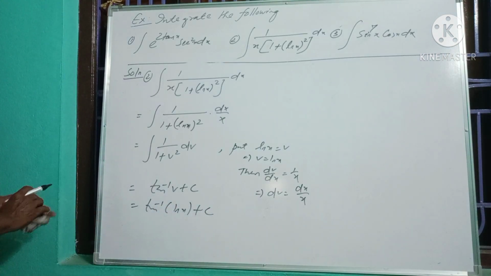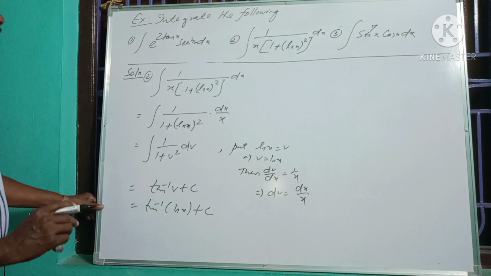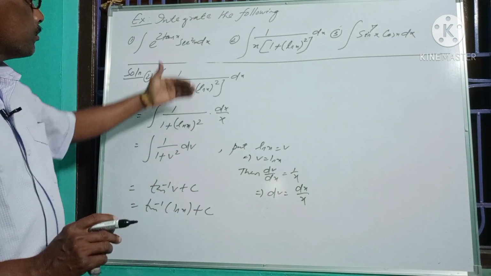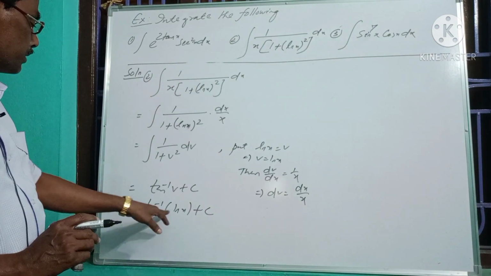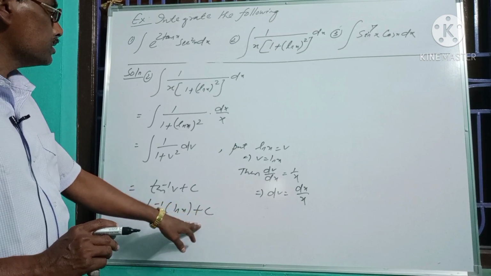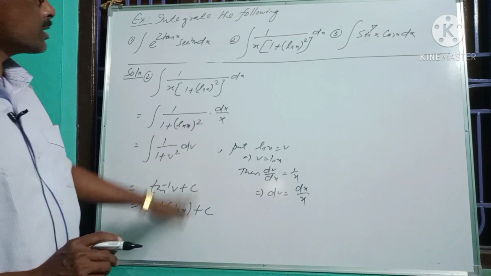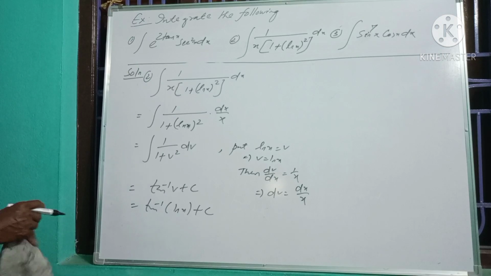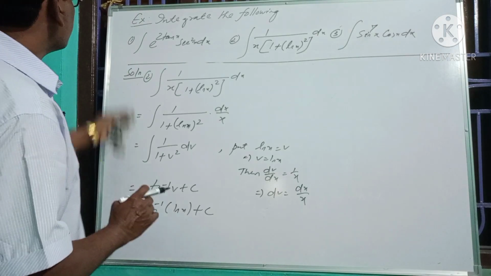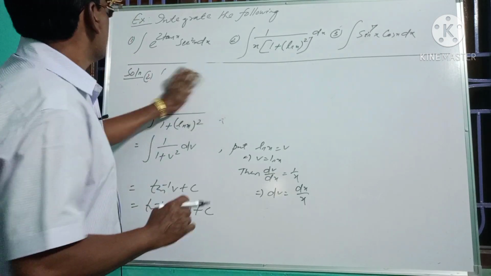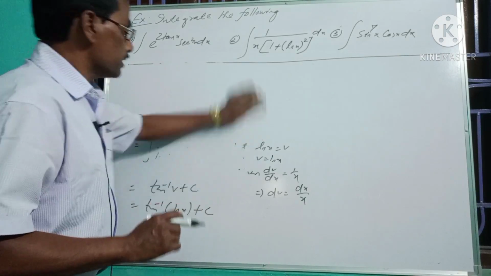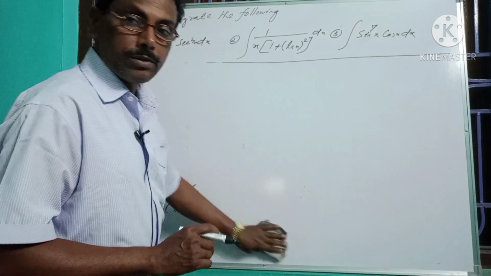So now we integrated the function, which is tan inverse of ln x plus c, where c is the constant of integration. So the integration is over now. Now let us try to solve the third problem, which is a very easy one for us, and it can also be integrated by the same method of substitution.